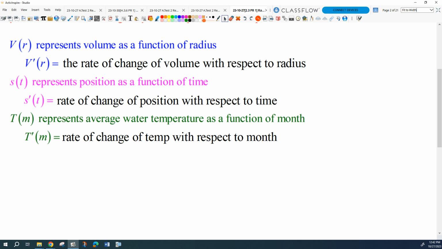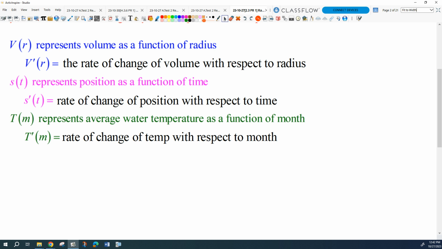We'll talk more about this so you can really get a good conceptual grasp of what we're talking about. If s, like in kinematics, s represents position a lot of times, right? And the input variable for kinematics is t. So s prime of t is the rate of change of position with respect to time, which we just define as velocity in kinematics. If we did something like capital T of M represents average water temperature as a function of month, that's a function. So T prime of M is the rate of change of temperature with respect to the month, right?